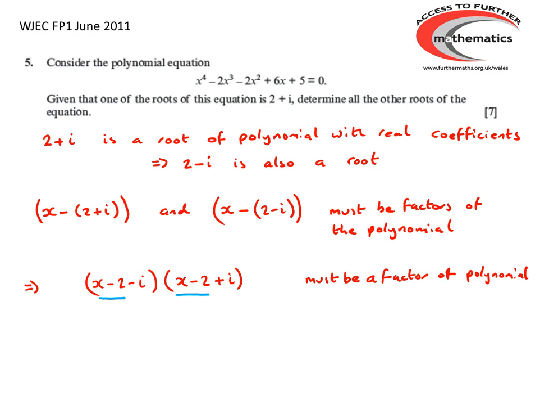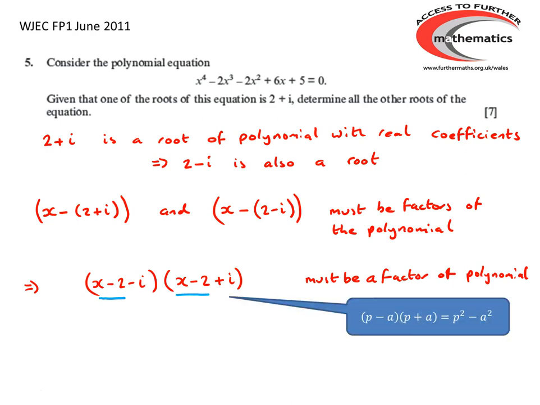Notice both of those brackets have got x minus 2 in common. What we've really got now is something of the form p minus a, where p is x minus 2 and a is i, times p plus a. So we've got p minus a times p plus a, which is just p squared minus a squared.